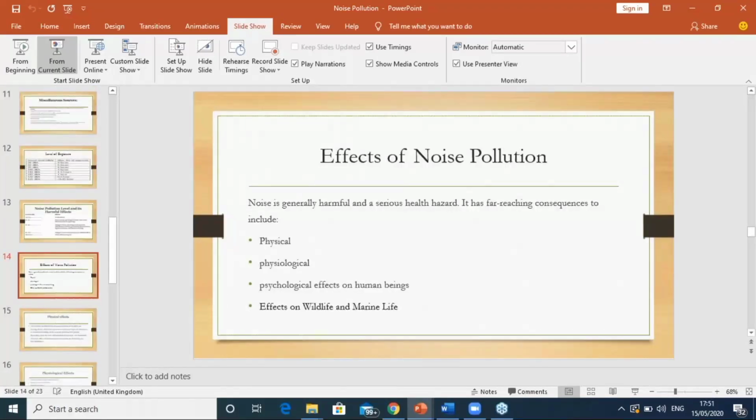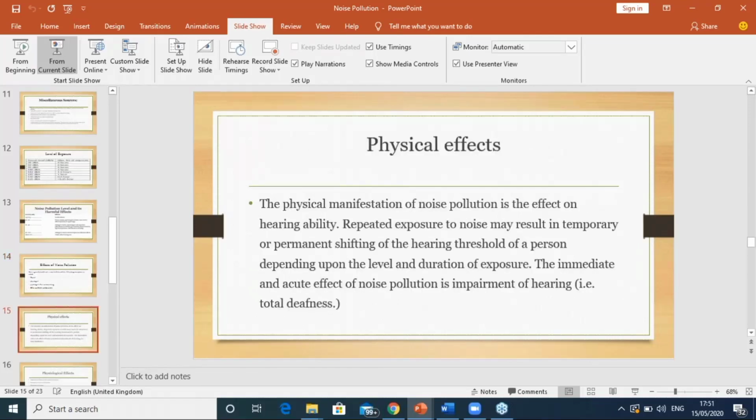So let's look at the effects of noise pollution. Basically, we can classify them under four effects. We have the physical effect, the physiological effect, the psychological effect on humans, and of course, like I told you, we cannot rule out the effect on wildlife and marine life. So quickly, in the next 9 minutes, let's just run through them.